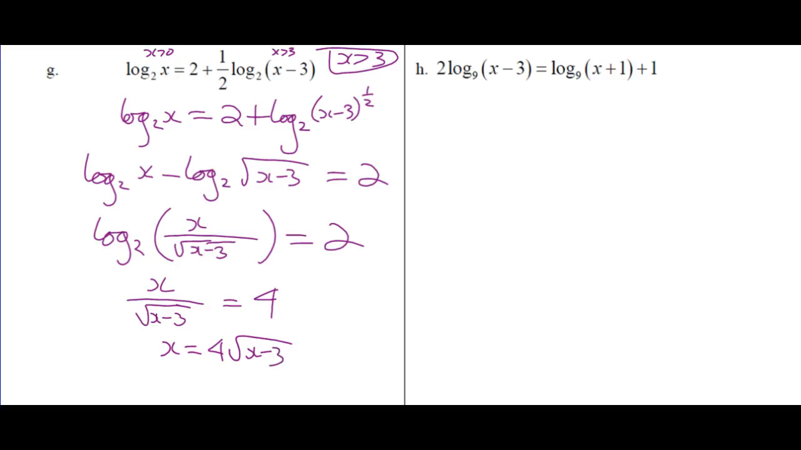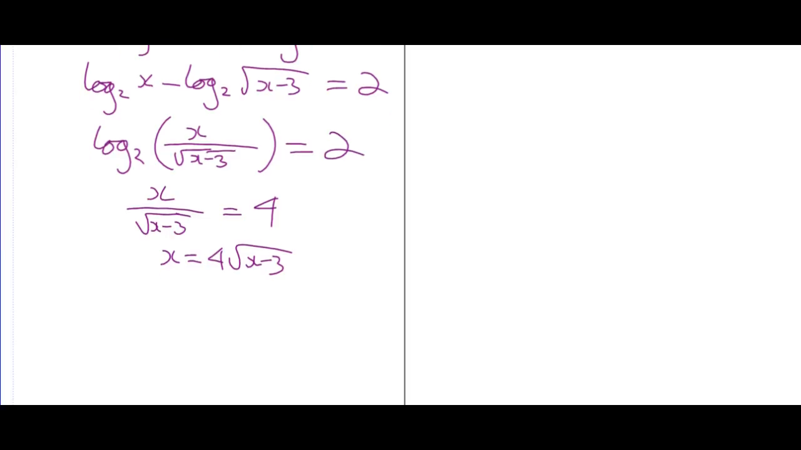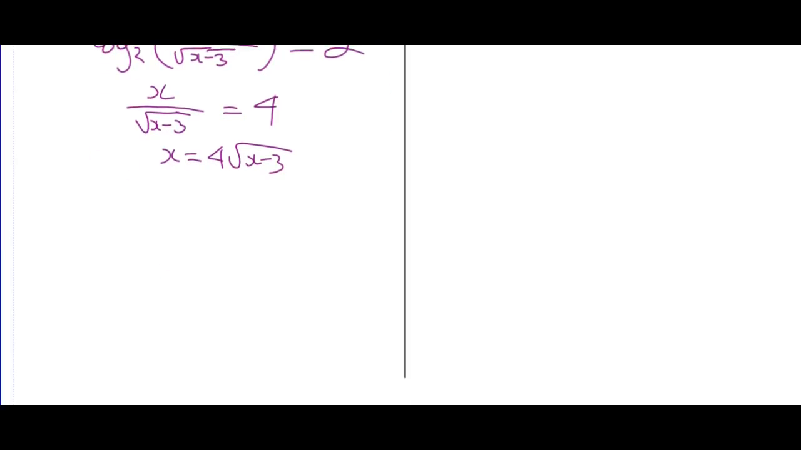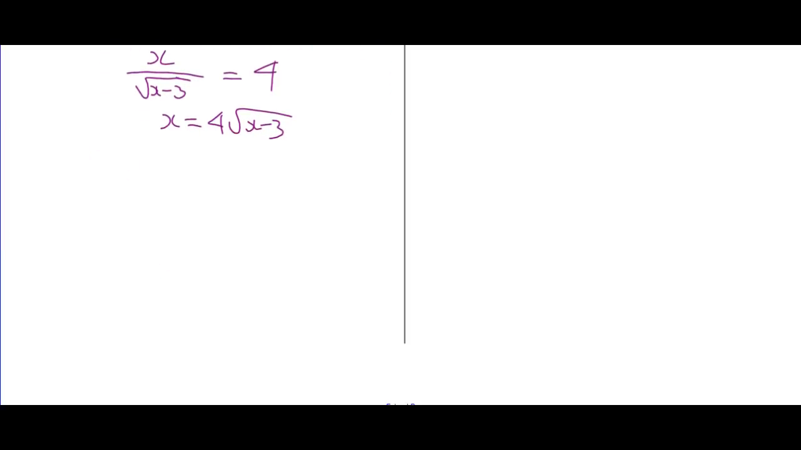All right, how do we solve that? It's radical. So what do we do to solve a radical equation? Yeah, you get rid of the radical. So we got rid of the log by changing it to exponential form. We'll get rid of the radical by squaring both sides. So x squared will equal 16 times x minus 3. So that's 16x minus 48. And now it's quadratic.